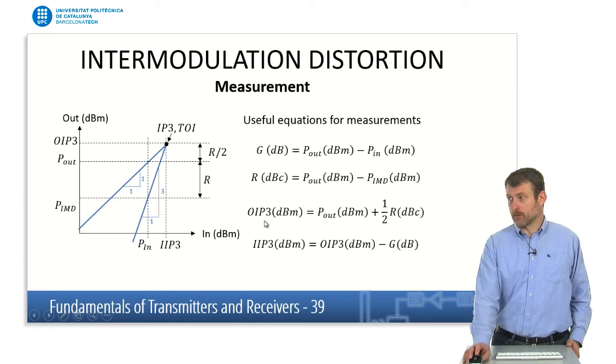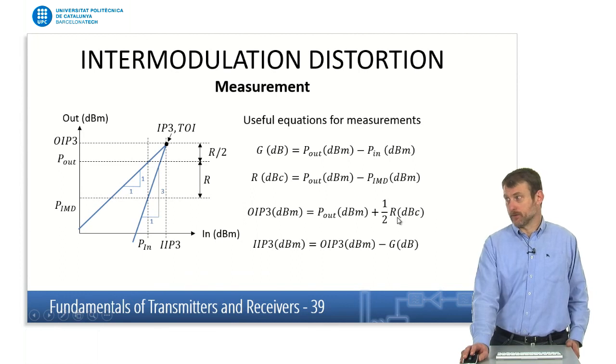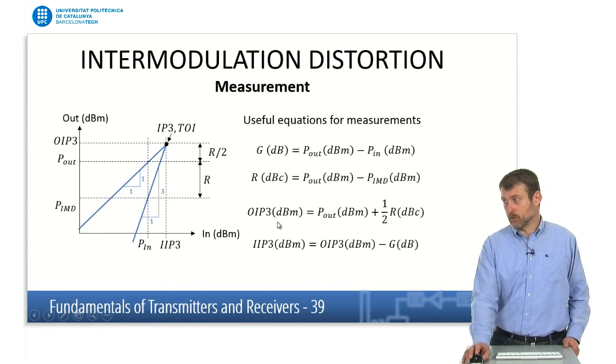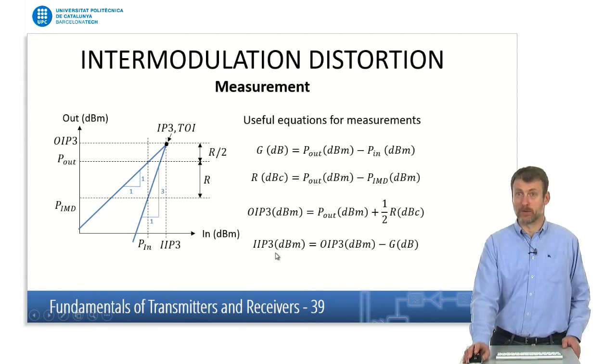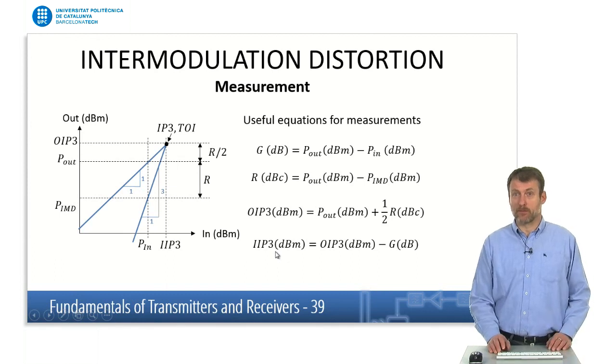the output third order intercept is nothing else but the output power of the desired signals in dBm plus half of the parameter R, of the IMD rejection. And if you want to refer this to the input, all you have to do is subtract the small signal gain, which you have calculated previously. Right? Those are very simple measurements, very simple equations, but they are useful for both prediction and measurement.